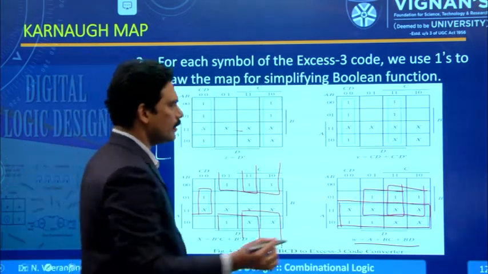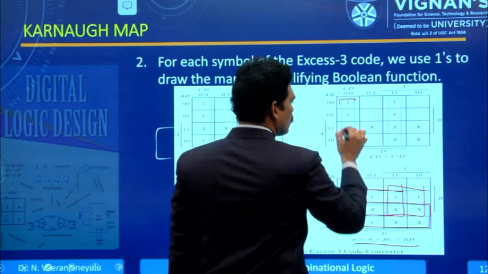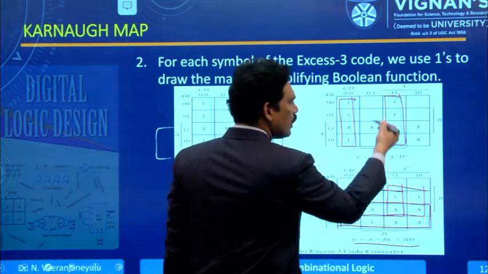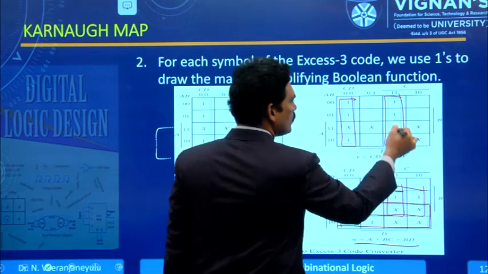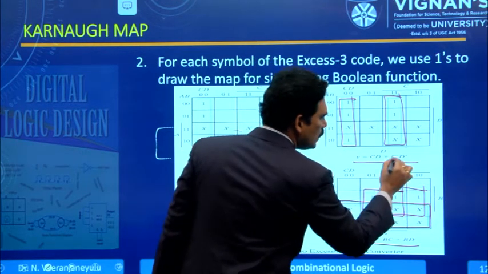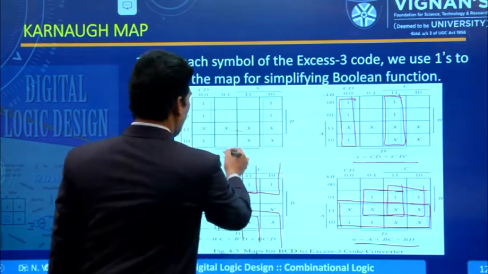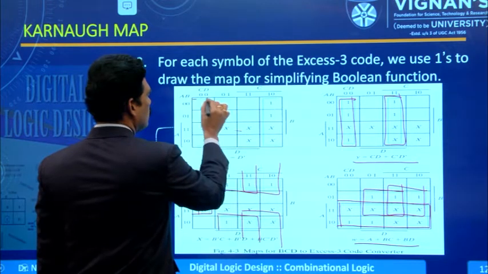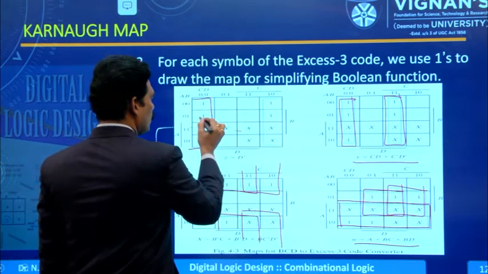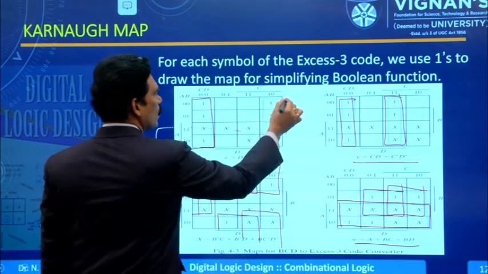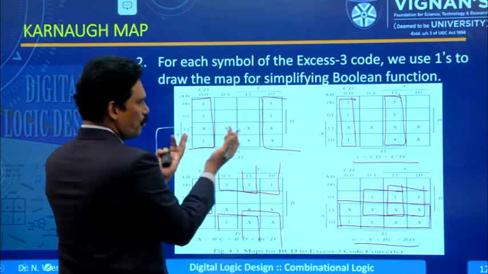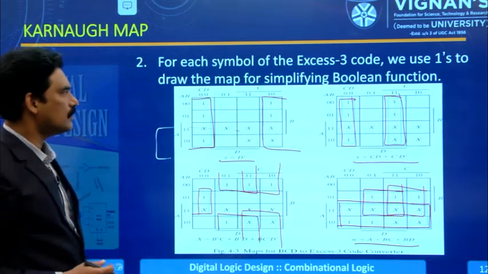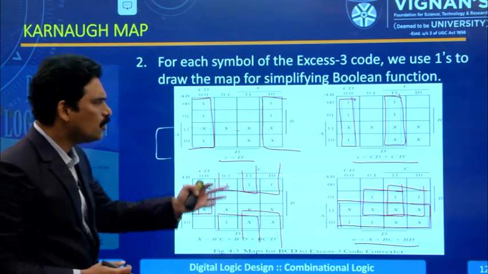Now, what about Y? These are the ones mapping. After ones mapping, we are doing grouping. This is one group and this is one group, and Y is equal to CD plus C bar D bar. And finally, Z. We have the combinations. Okay, this is 8 combinations. These are all ones, and the grouping is 8 grouping. So, Z is equal to D bar. These are the expressions for W, X, Y, Z.